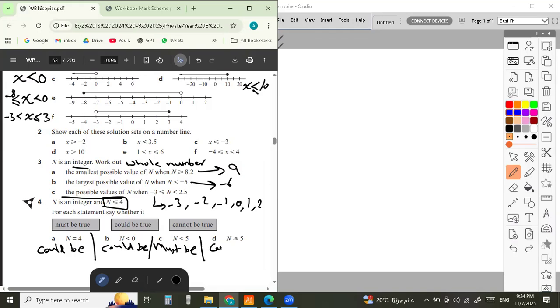N is greater than or equal to 5. No, this cannot be true. N is equal to 4 or less than it. But 5 or more? No way, it cannot be true.